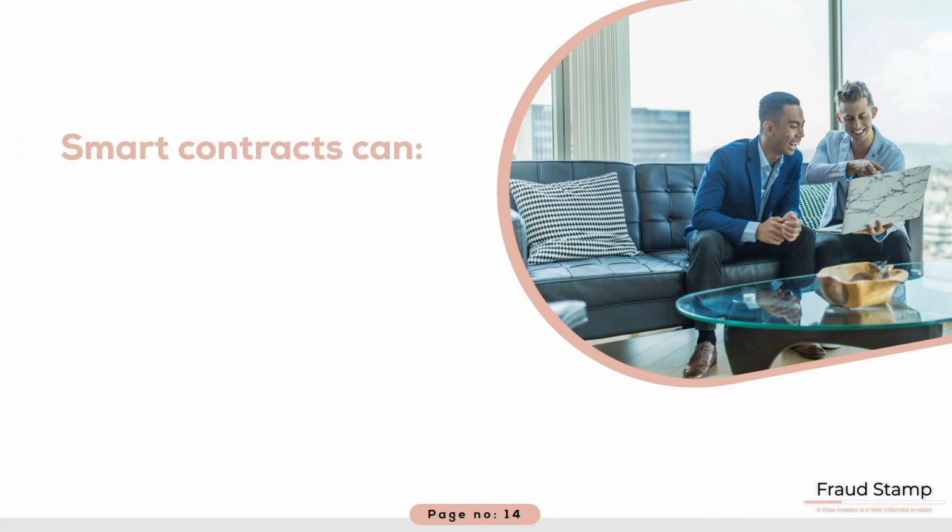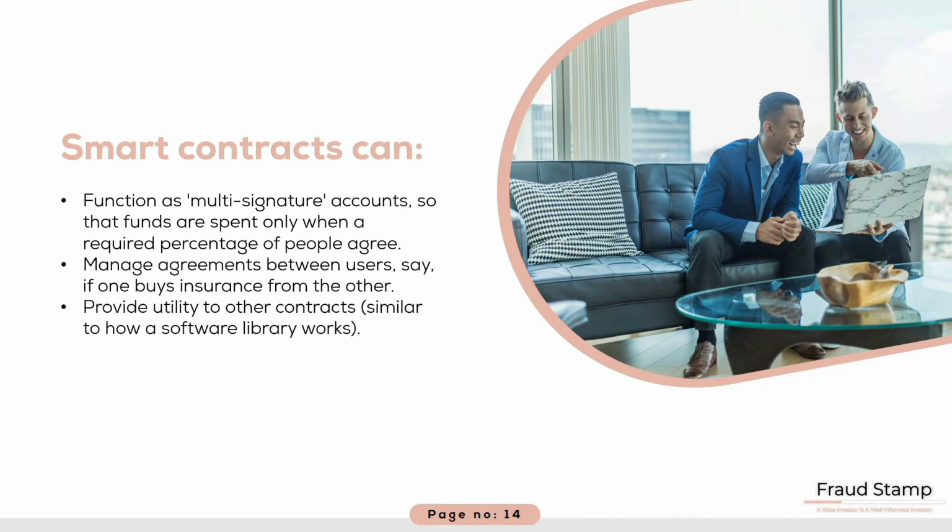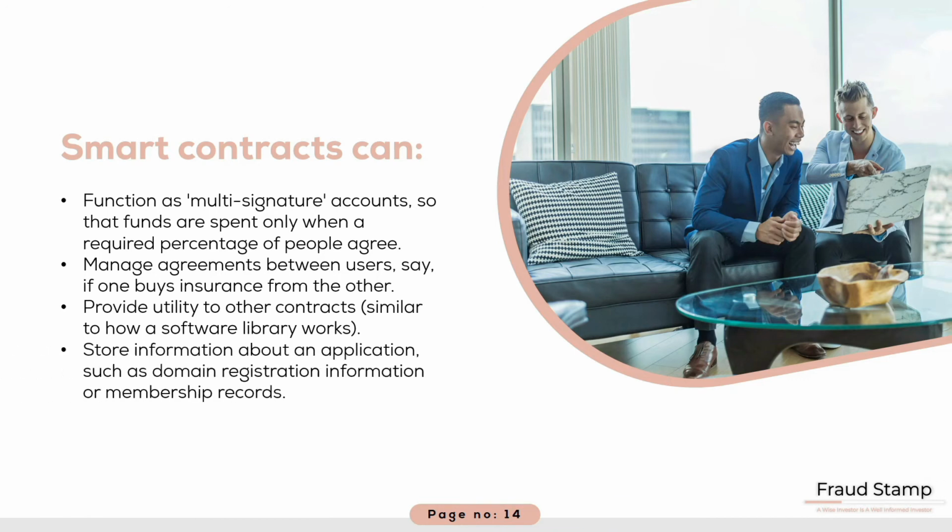So what can smart contracts do? Well, they can function as multi-signature accounts, so that funds are spent only when a required percentage of people agree. Manage agreements between users, say if one buys insurance from the other. Provide utility to other contracts, similar to how a software library works. Store information about an application, such as domain registration information or membership records.